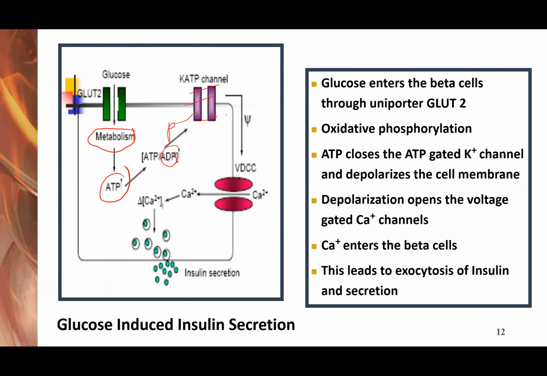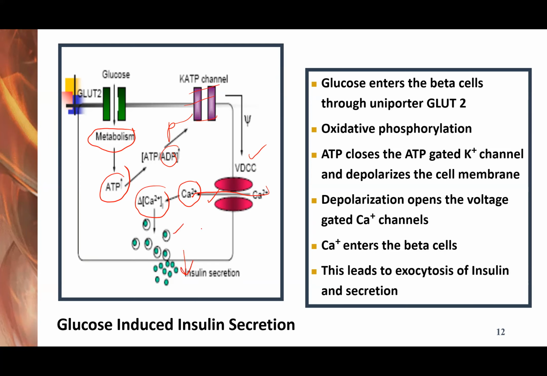Once the potassium channels are closed, voltage-dependent gated calcium channels open. Calcium influx occurs. The calcium influx, coupled with intracellular mechanisms, produces an increase in delta calcium, that is, the balance of free calcium versus bound calcium. That produces exocytosis of the insulin granules and insulin secretion.